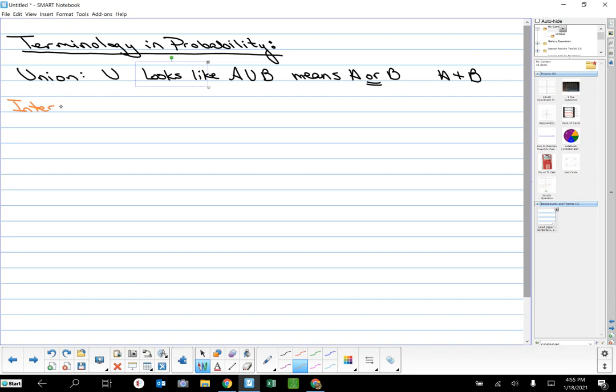Intersection is an upside down capital N. It looks just weird. Looks like A intersect B. It means A and B, and mathematically, it's A times B.